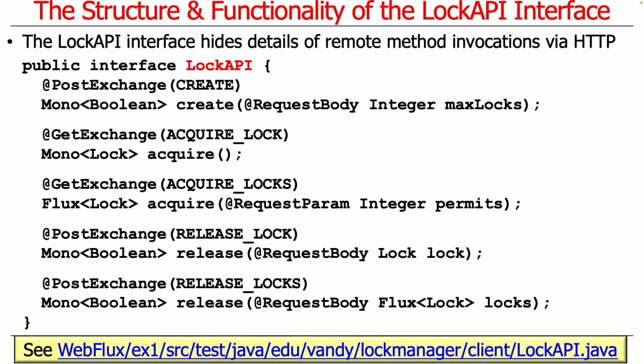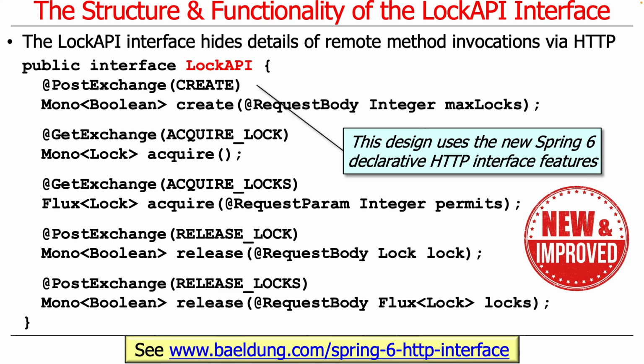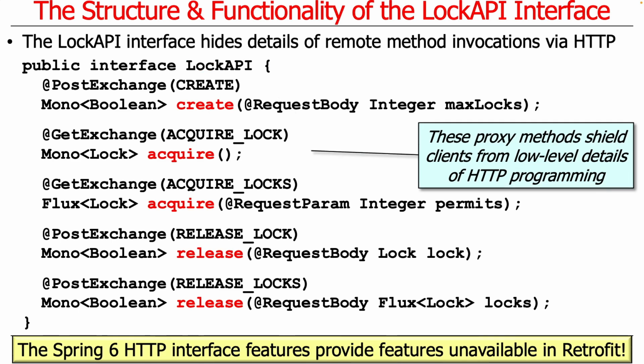So to do this, we're going to make ourselves an interface called LockAPI. And this is going to hide all the details of having to do remote method invocation using HTTP. And it's, for my money, cleaner and more streamlined and more intuitive than the Retrofit version that we've looked at before. So you can see we've got a bunch of methods here, which correspond roughly to what's on the server side. In fact, you could generate this automatically if you had the controller logic. It's not hard at all.